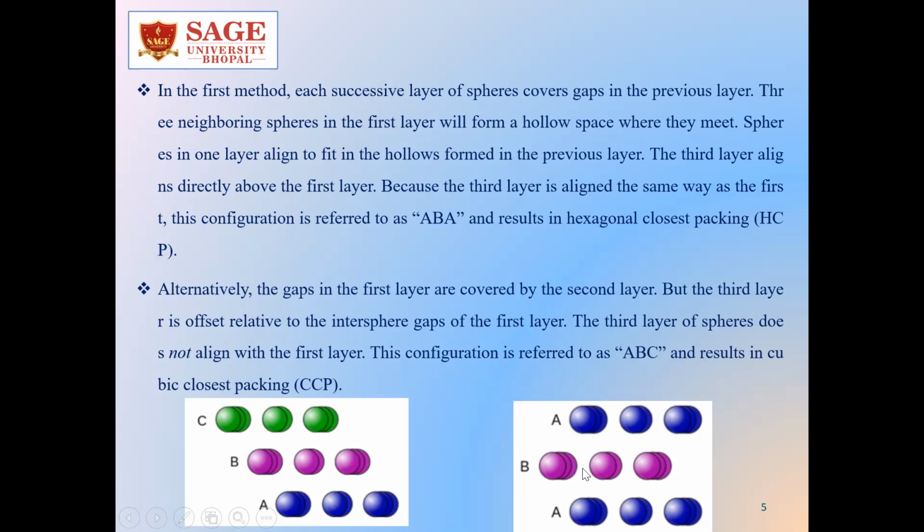Alternatively, the gaps in the first layer are covered by the second layer, but the third layer is offset relative to the intersphere gaps of the first layer. The third layer of spheres does not align with the first layer. This configuration is referred to as ABC and results in cubic close packing, that is CCP.